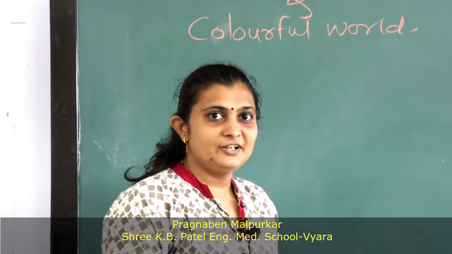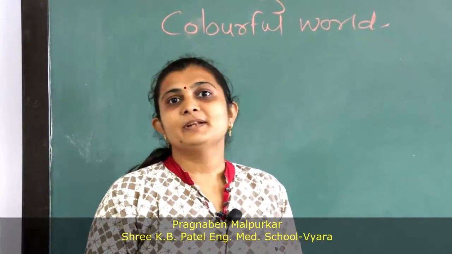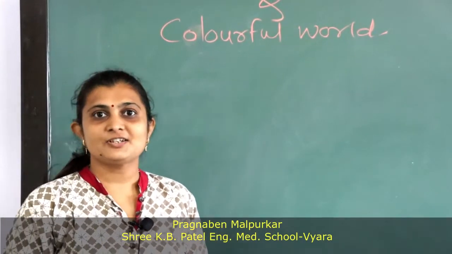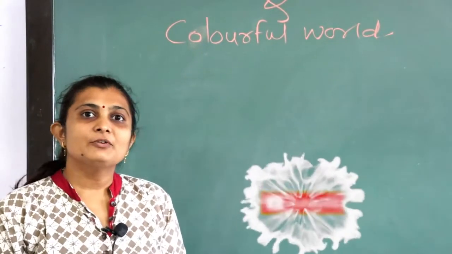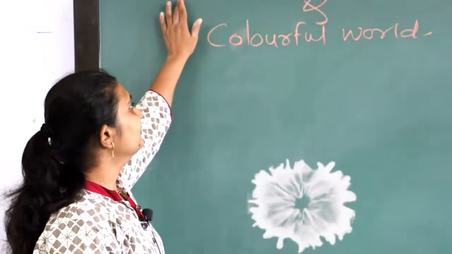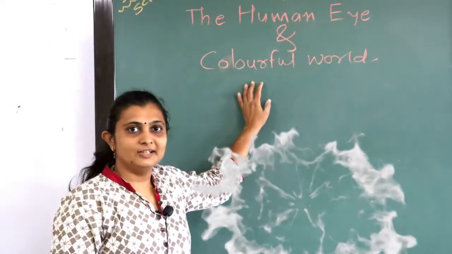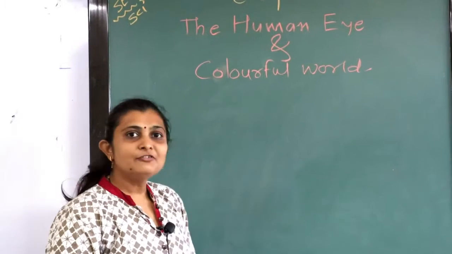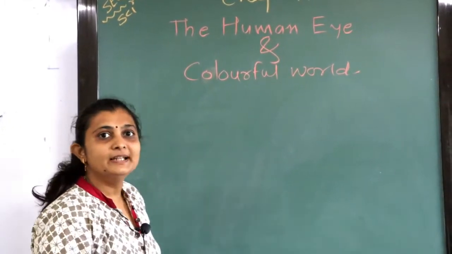Students, in the last video we completed chapter number 10, light, reflection and refraction. Today we are going to see a new chapter, chapter number 11, the human eye and colorful world. Now first of all we see about the human eye.